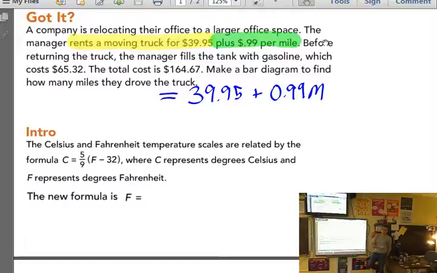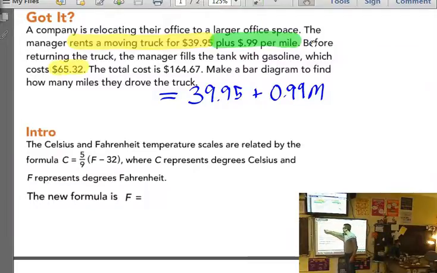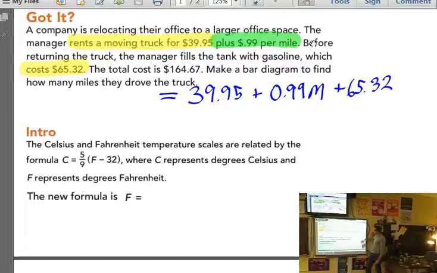You're missing how much he fills the tank with. 65.92. Which, if we know what it is, I highlighted it in yellow because it's a constant. And then is equal to $164.67.